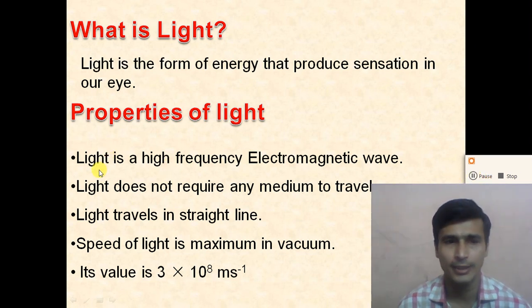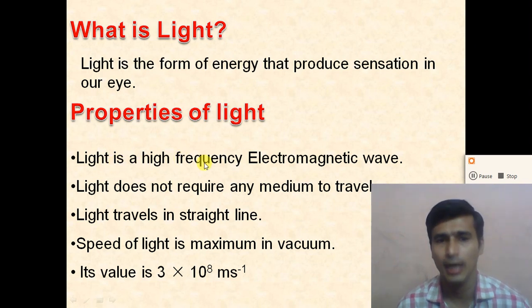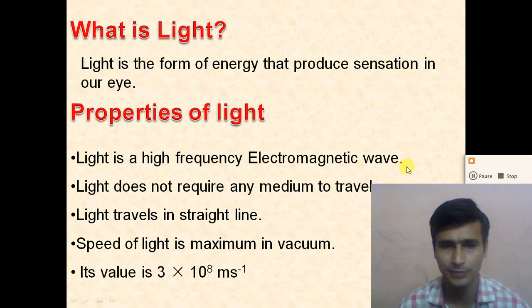So dear student, light is considered as a high frequency electromagnetic wave. Understand?